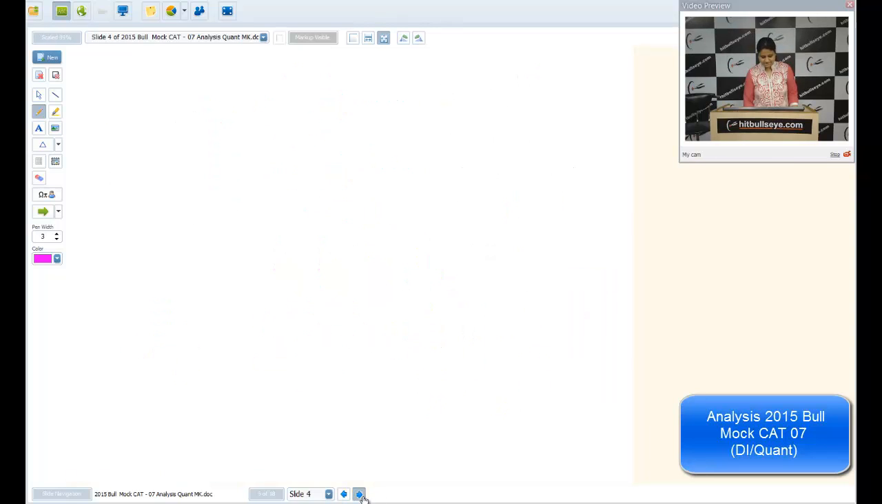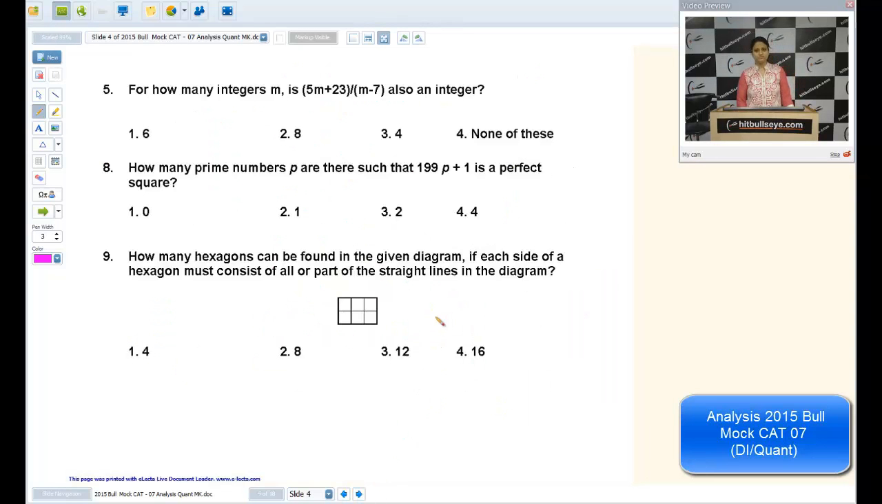Okay, now come to this ninth question. That was an observation based question only. How many hexagons can be found in the given diagram if each side of a hexagon must consist of all or part of the straight lines in the diagram? So the very first hexagon I can see is of this shape. Now if I take all the hexagons of this shape, you can see the pink one and the red one, and the reverse of these as well. That is one type.